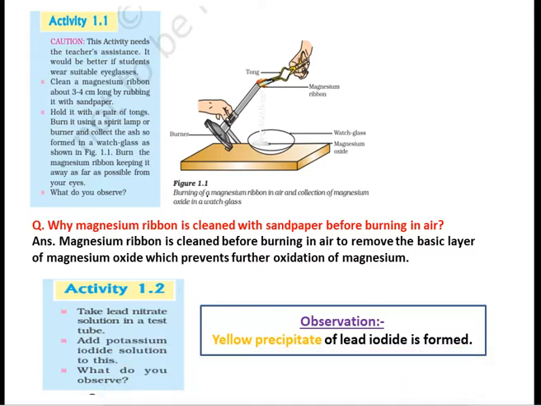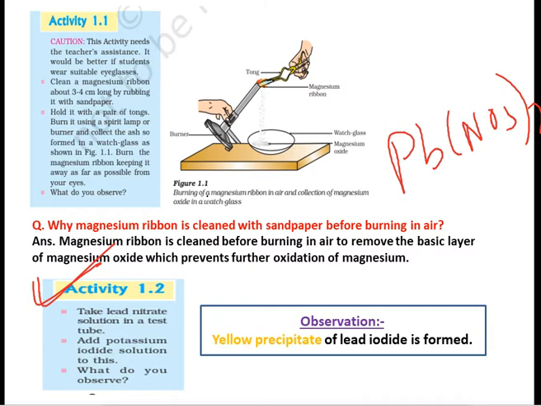Okay. Now one more experiment is activity number 1.2. In this, we have to take one test tube, and in that test tube we take lead nitrate, Pb(NO3)2. This is the formula of lead nitrate. After that we add potassium iodide to it. What do we observe? In our test tube we add lead nitrate and some amount of potassium iodide. We will observe that a yellow precipitate of lead iodide is formed in that activity.